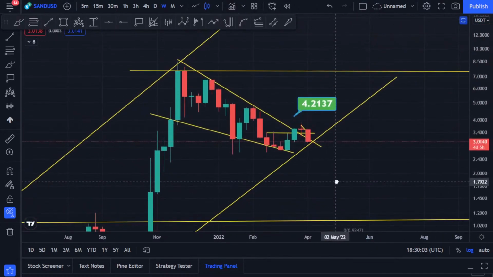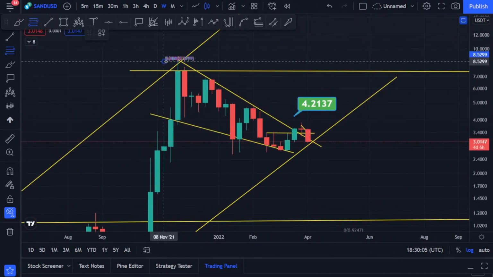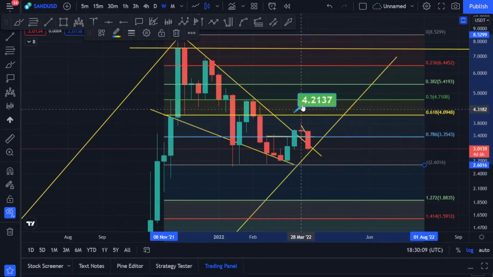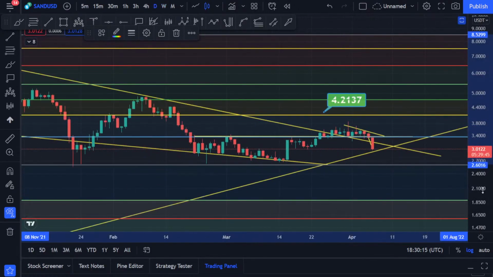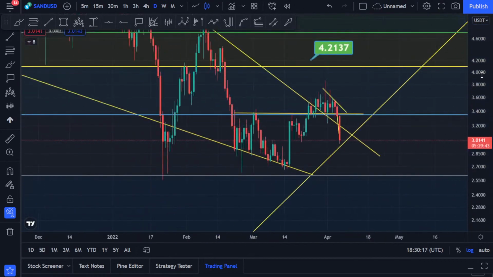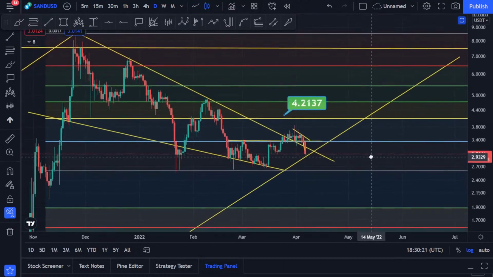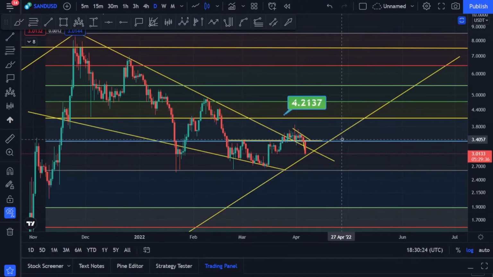Now come over here, okay? Same thing. You judge this move. It didn't even go and connect it, okay? It went very close to it but got rejected. Now, if you come in the daily time frame, you're getting supported by this level, okay? This is the level of support. If Sand can hold this level, that's going to be great.